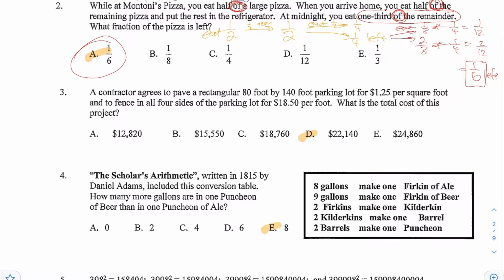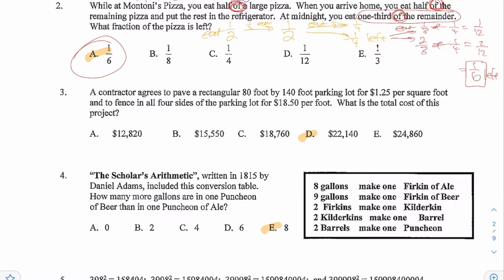Next, for number 3, a contractor agrees to pave a rectangular 80-foot by 140-foot parking lot for $1.25 per square foot and to fence in all 4 sides of the parking lot for $18.50 per foot. What's the total cost of this project?